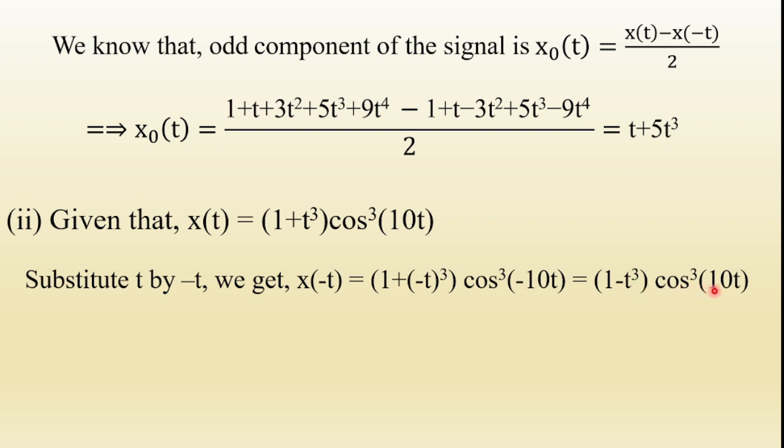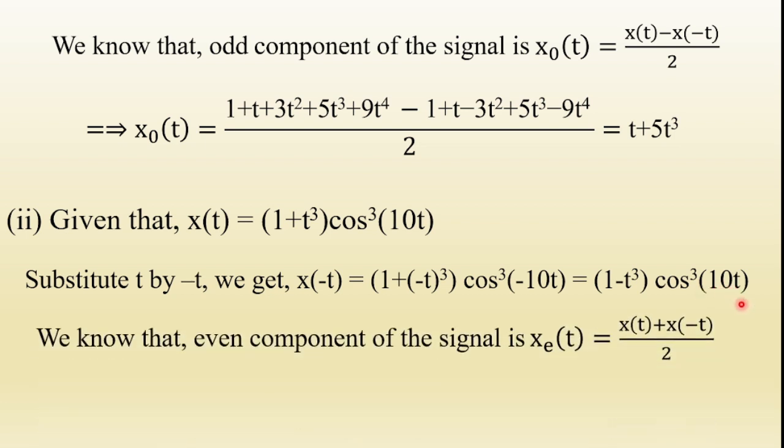Cos of minus 10t is cos 10t, so it is cos cube of 10t. So that is the x of minus t value. Now calculate the even component of the signal, and this is the equation of the even component. In this equation, substitute x of t and x of minus t values.